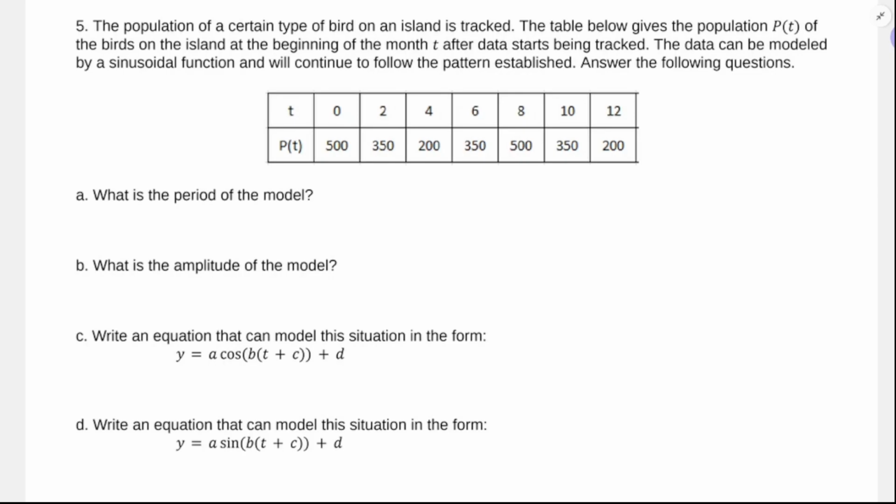Okay, well, I think maybe we should take a step back and look at the data. It's going from 500 to 350 to 200, back to 350 to 500, and then back down to 350 and 200. So it looks like the maximum is 500 and the minimum is 200. And the repetitiveness, the fact that it's coming back to... if you look at the 350s, it's repeating the 350s every 4 seconds.